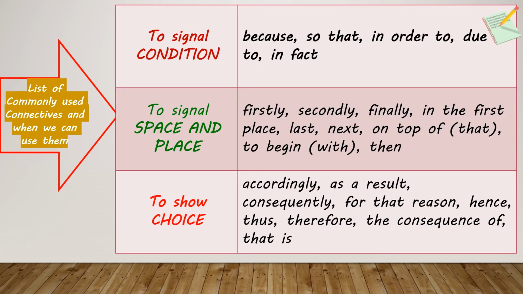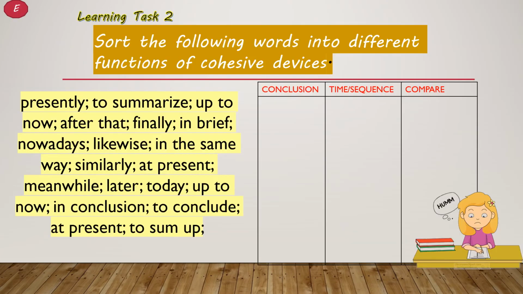To signal condition, we have because, so that, in order to, due to, in fact. And to signal space or place, we have first place, secondly, finally, in the first place, next, on top of, to begin with, then. To show result, we have accordingly, as a result, consequently, for that reason, hence, thus, therefore, the consequence of, that is.